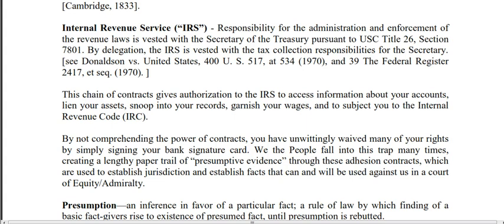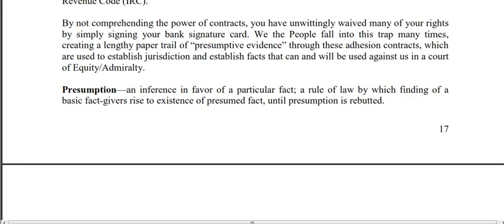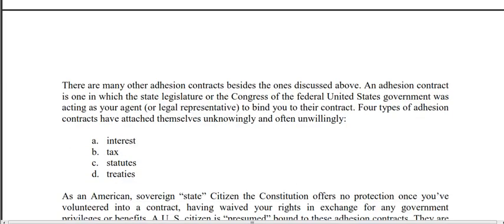By not comprehending the power of contracts, you have unwittingly waived many of your rights by simply signing your bank signature card. We the people fall into this trap many times, creating a lengthy paper trail of presumptive evidence through these adhesion contracts, which are used to establish jurisdiction and to establish facts that can and will be used against us in a court of equity or admiralty. Presumption: an inference in favor of a particular fact, a rule of law by which finding of a basic fact gives rise to existence of presumed fact until that presumption is rebutted.